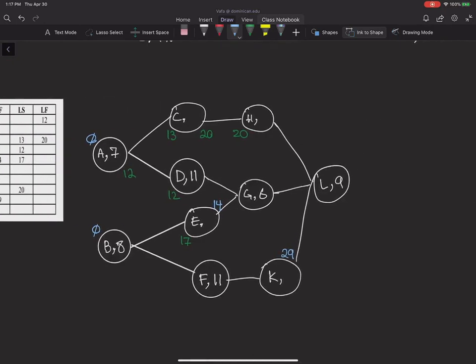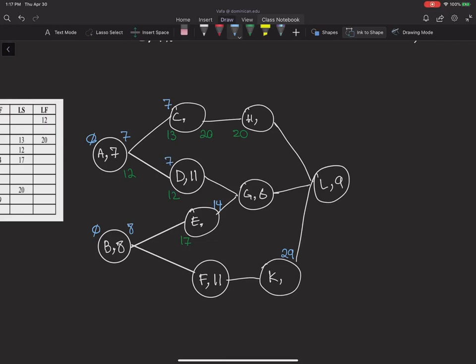So I can do my forward pass partially at least. 0 plus 7 gives me 7 here, and 0 plus 8 gives me 8 here. So therefore I know that earliest start for C and D is going to be 7.